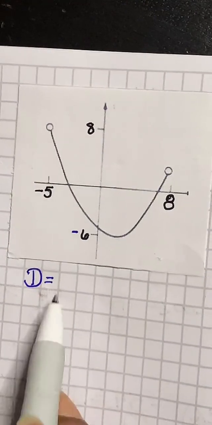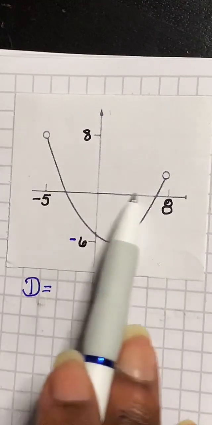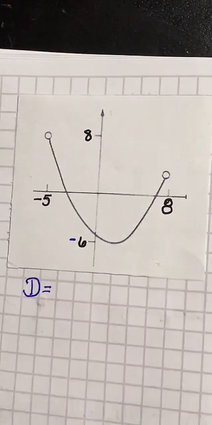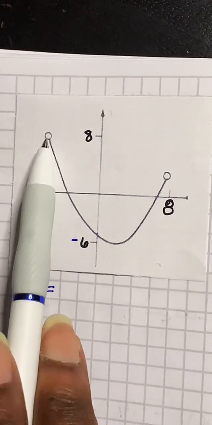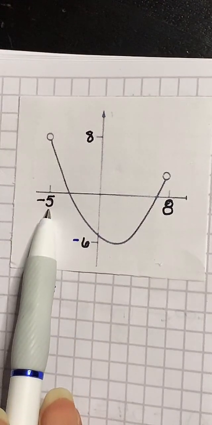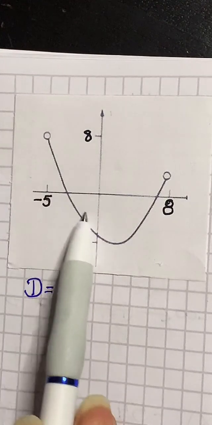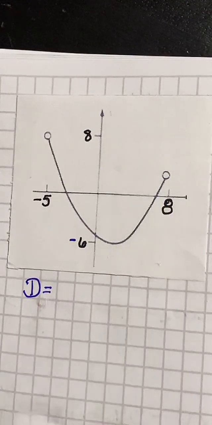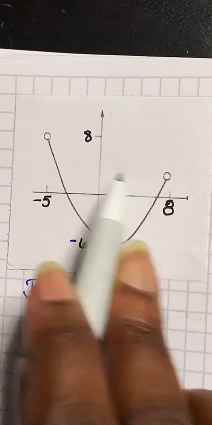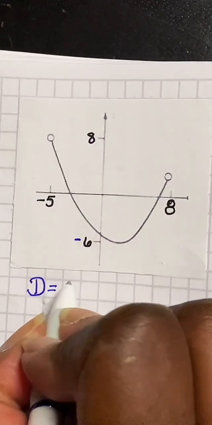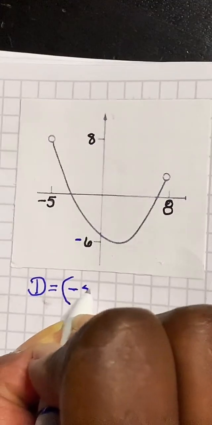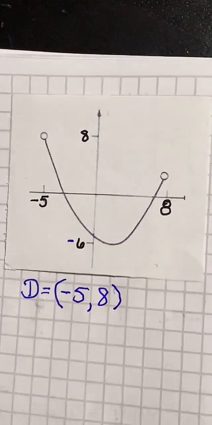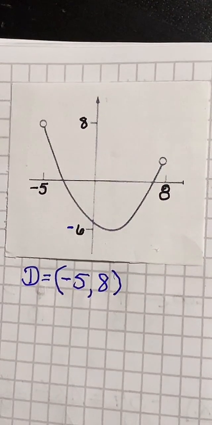All right, so my domain, remember, it's how wide it is. So it has an endpoint technically here where my x is negative 5, that's my lowest. Then there's another one here where my endpoint is at 8. And since it's open, they're both going to have parentheses. Both going to be parentheses.